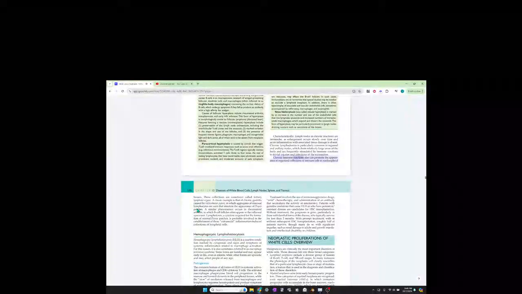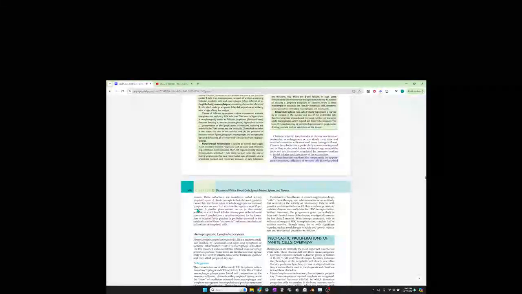Chronic immune reactions also can promote the appearance of organized collections of immune cells in non-lymphoid tissues. These collections are sometimes called tertiary lymphoid organs. A classic example is that of chronic gastritis caused by Helicobacter pylori, in which aggregates of mucosal lymphocytes are seen that simulate the appearance of Peyer's patches.